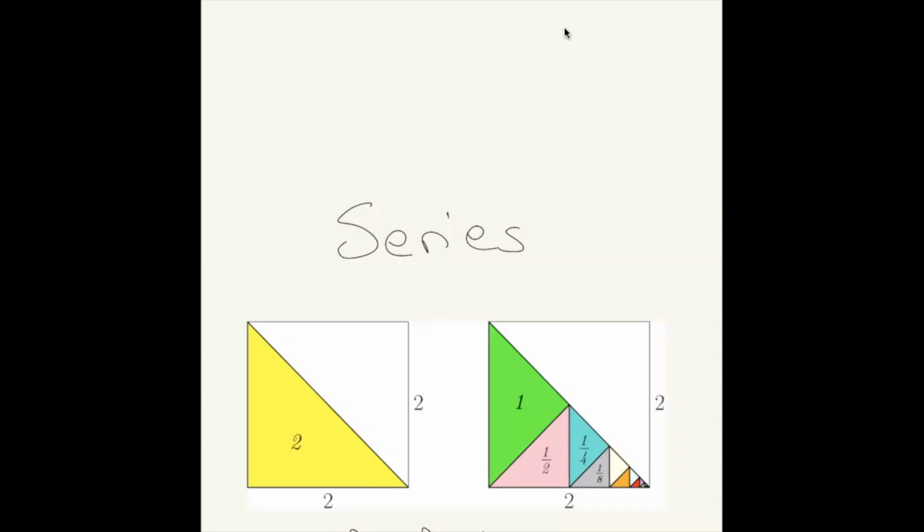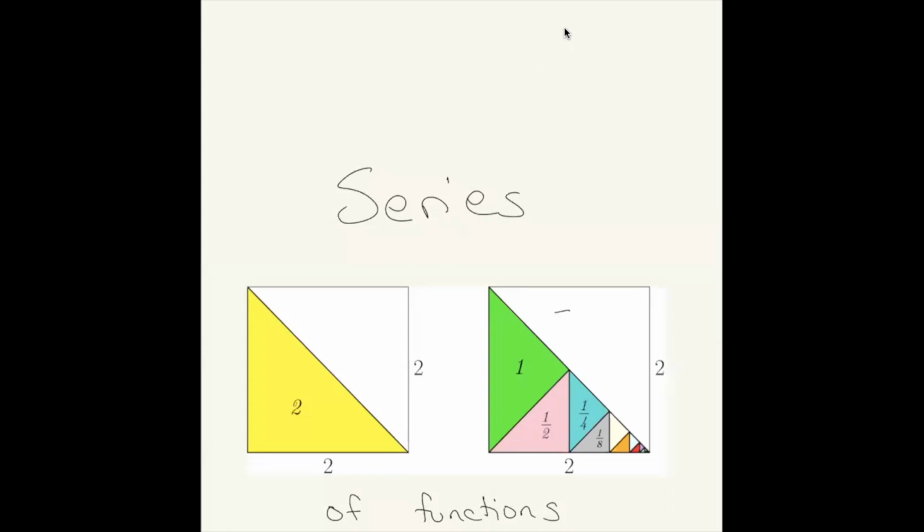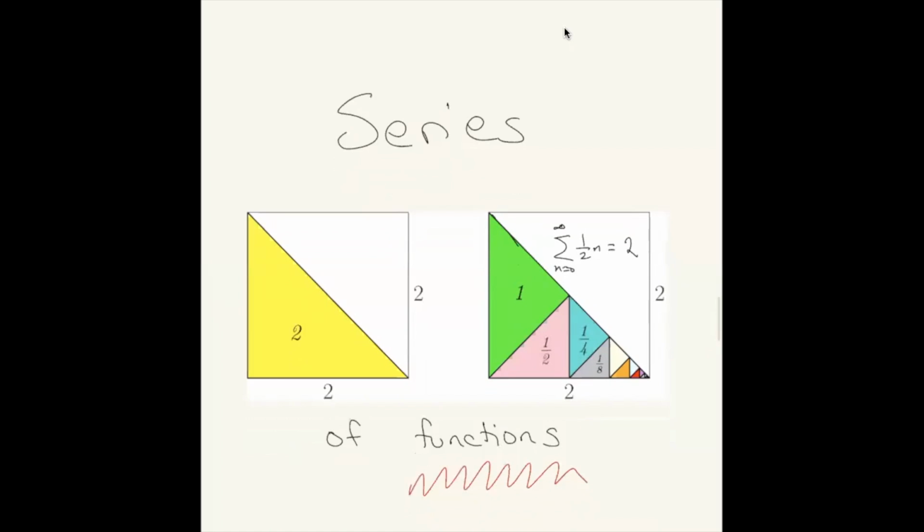In this case, this picture is representing the sum of 1/2 to the n, where n goes from 0 to infinity, and it's showing that this sum is equal to 2. Because the area of these combined triangles is exactly the sum of its pieces, and this is the infinite sum. Now, the change in this class is that we have functions here.